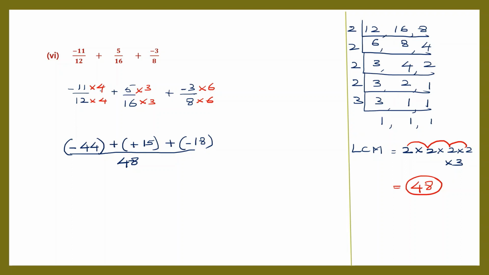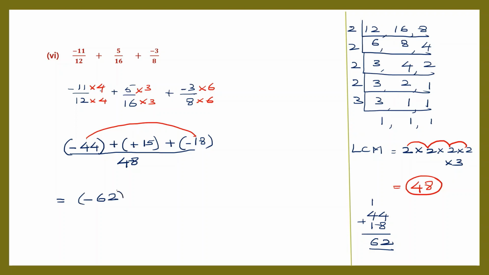Now let's add up the numbers with the same sign. So here we have these numbers. Let's do that. So when signs are the same, we put the same sign and we add. So 44 plus 18. Let's add and see what that is. 44 plus 18. 4 plus 8 is 12. Carry 1. 1 plus 4 is 5. Plus 1 is 6. So 62. So here we have minus 62.